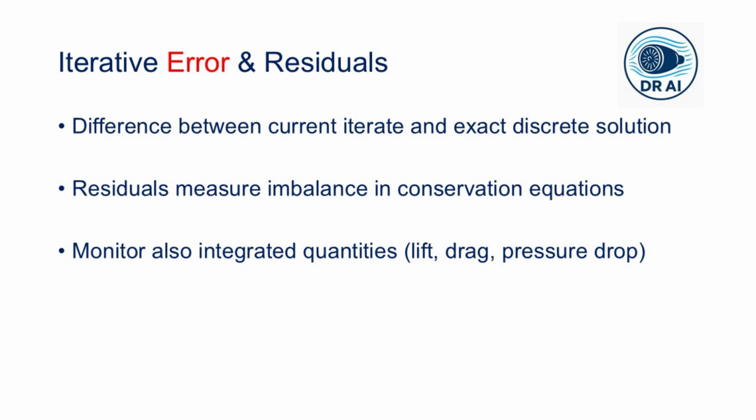Then we see the residuals, the most common metric for a conservative equation. The residual is the imbalance left after plugging the current solution into the discrete equations. Ideally, the residuals drop by several orders of magnitude, typically 10 to the power minus 6 for steady problems and 10 to the power minus 3 to 10 to the power minus 4 for unsteady problems.